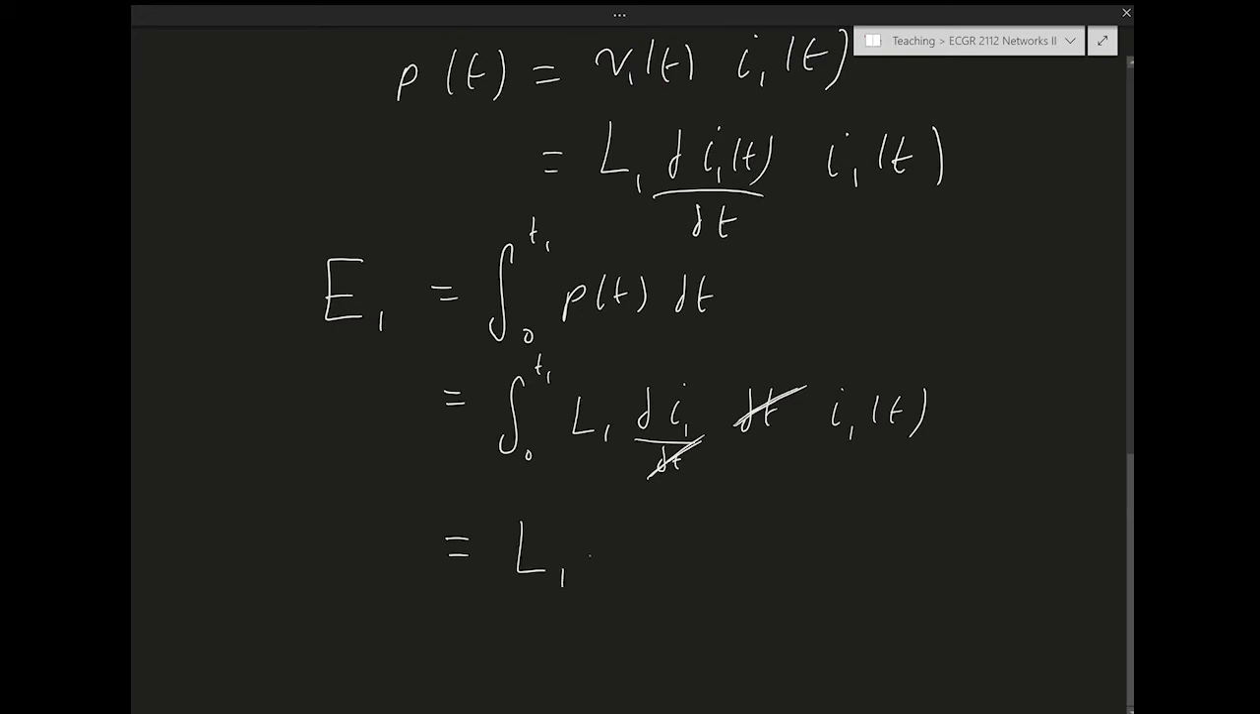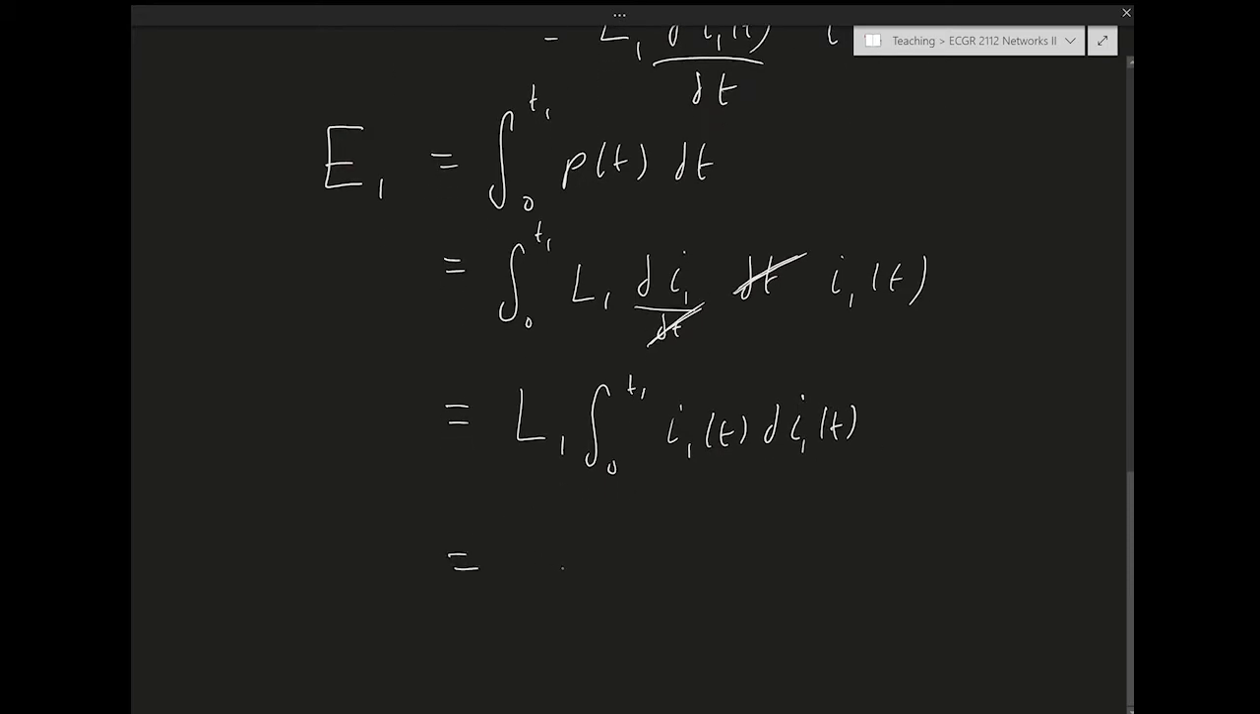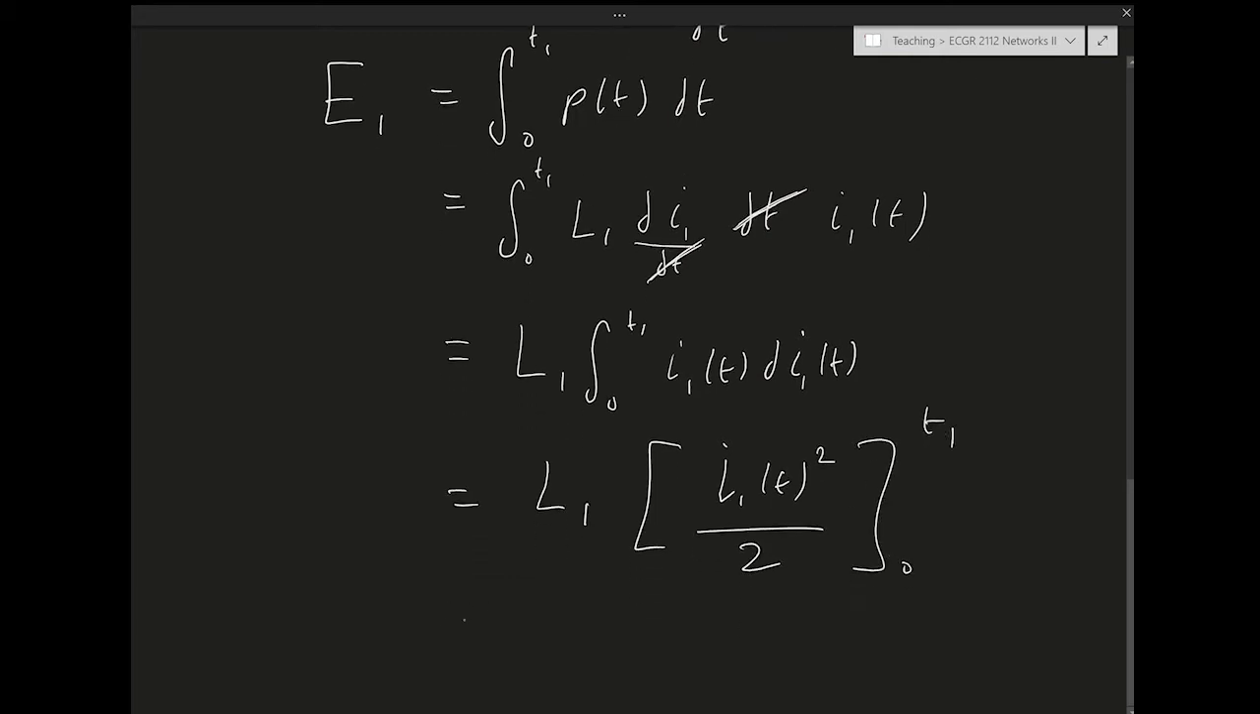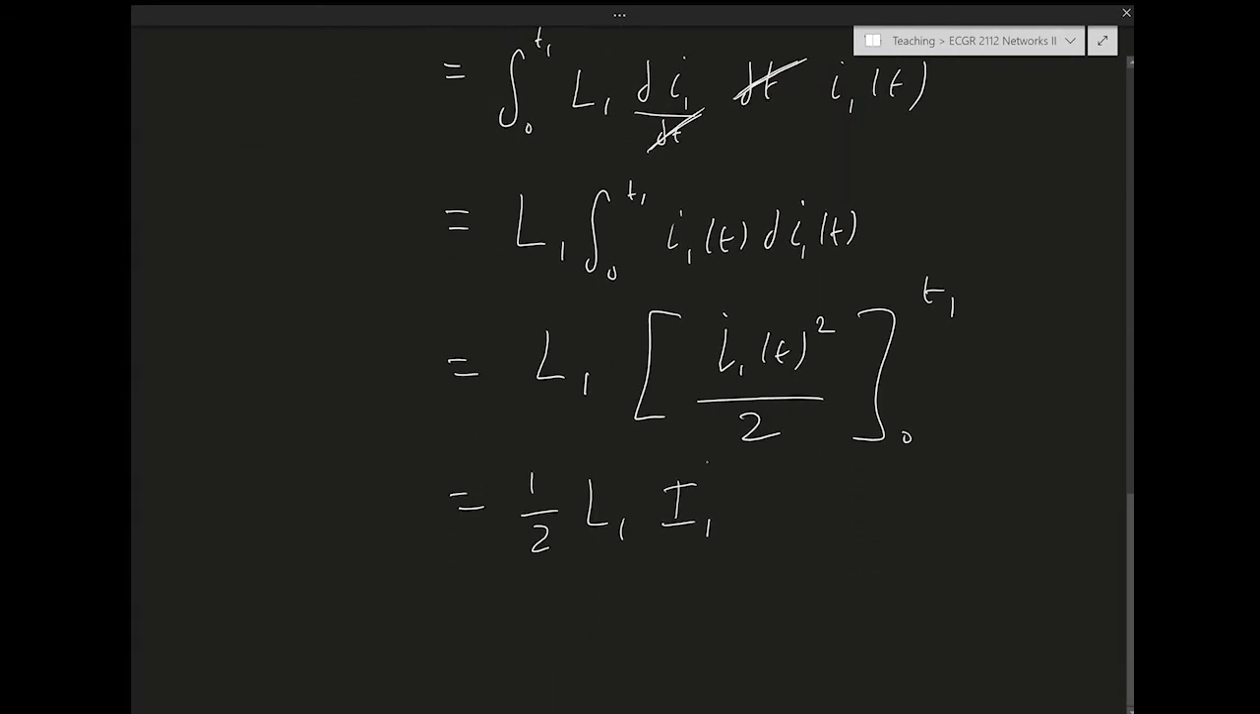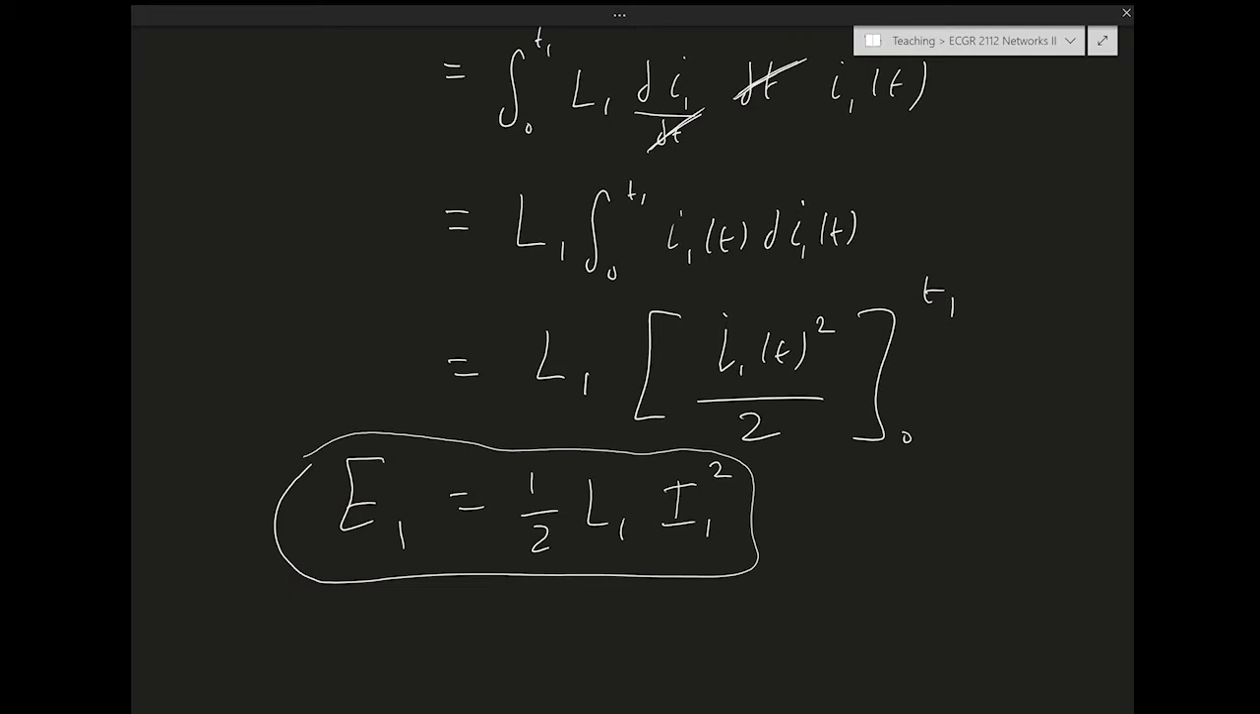So you can take L1 out, the integral from 0 to T1 of I1(t) di1(t). And I know how to integrate this. So this is L1 times I1(t) squared over 2 from 0 to T1. And this is going to be half L1. What's I at T0 is going to be 0. I at T1 is just I1 capital. So this is going to be I1 capital squared. This would be the energy that gets stored into the configuration as I slowly increase I1(t) from 0 to I1 capital.